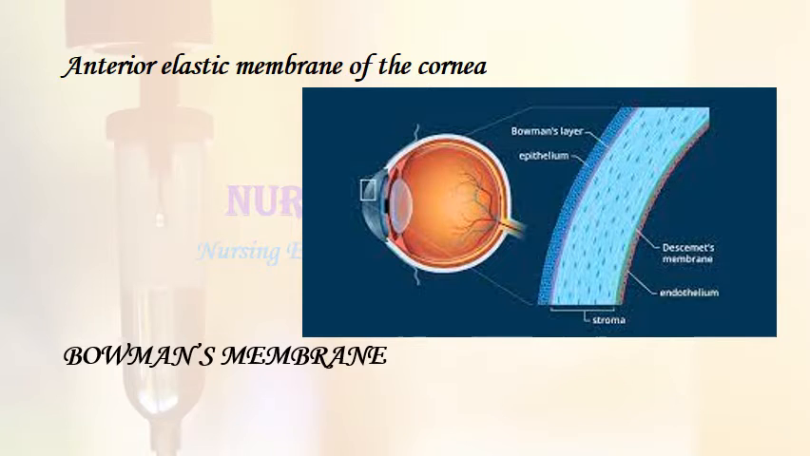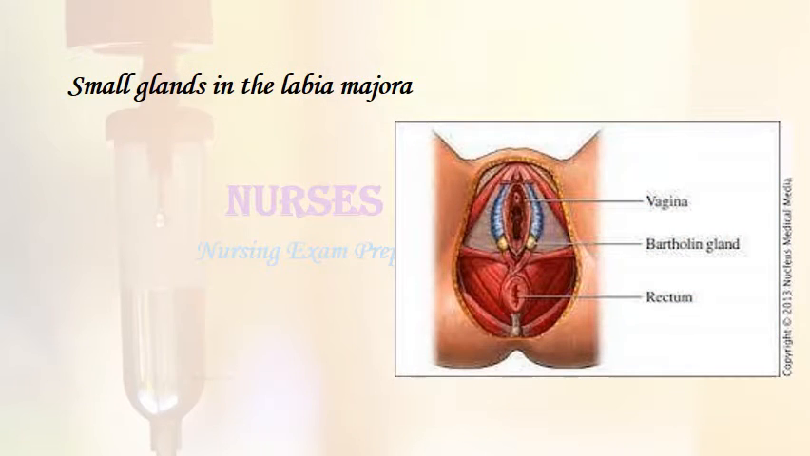Anterior elastic membrane of the cornea: Bowman's membrane. Small glands in the labia majora: Bartholin's gland.